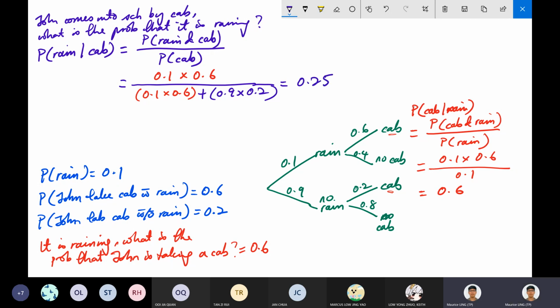Okay. What you will see is these two numbers are not the same, which means that, very importantly, the probability of event A given B happening is not the same as the probability of event B given A having happened. This is a very important point.